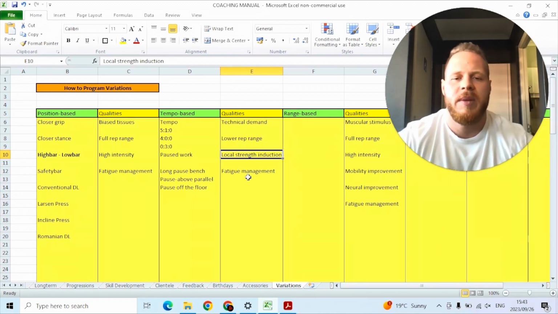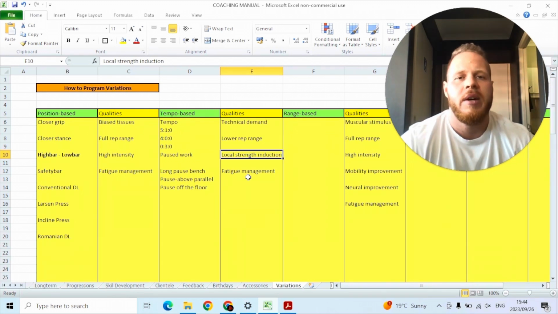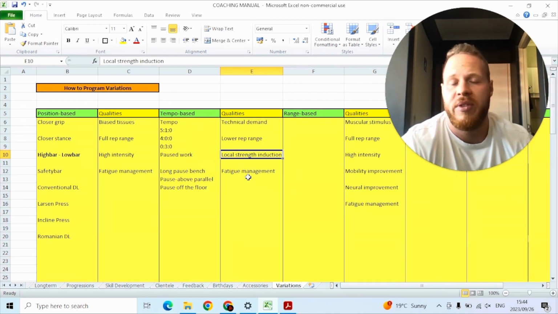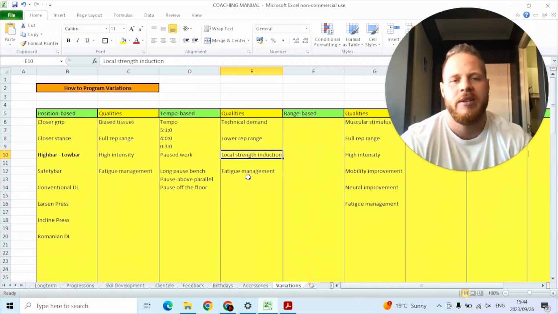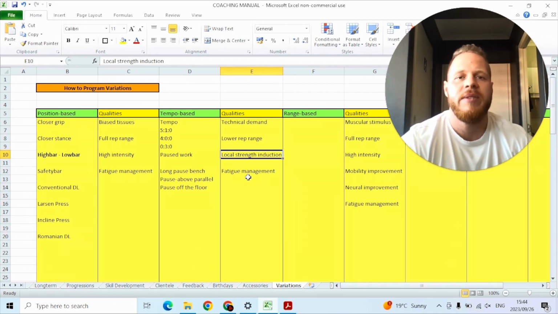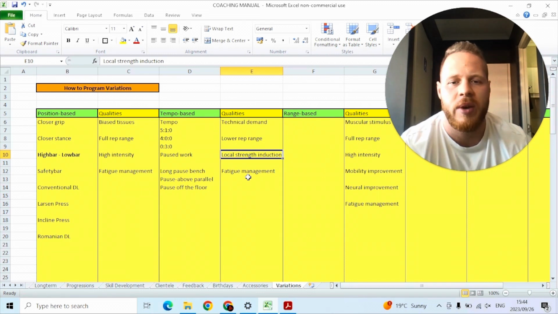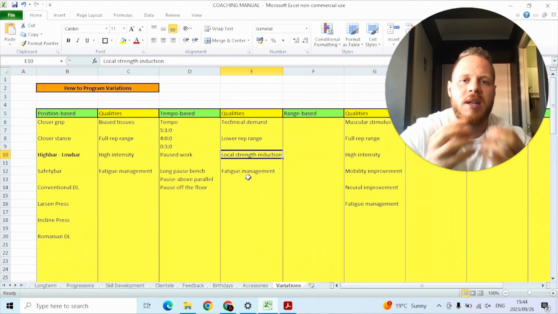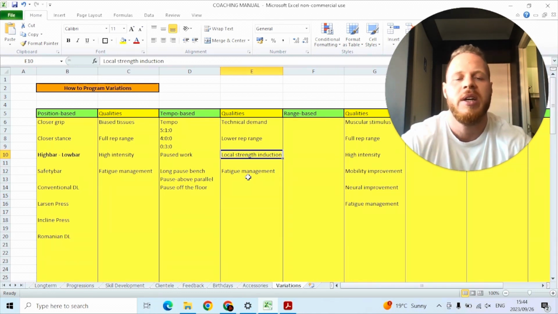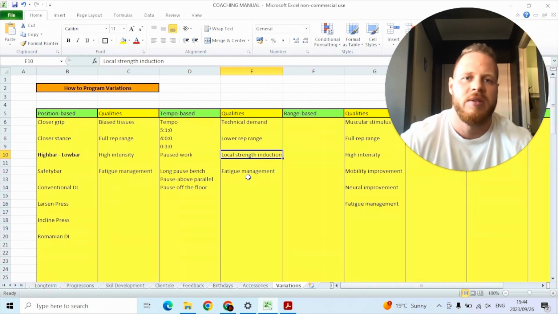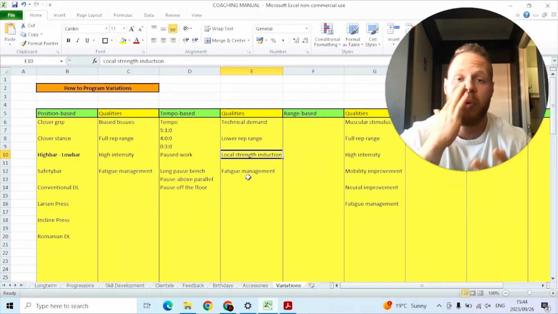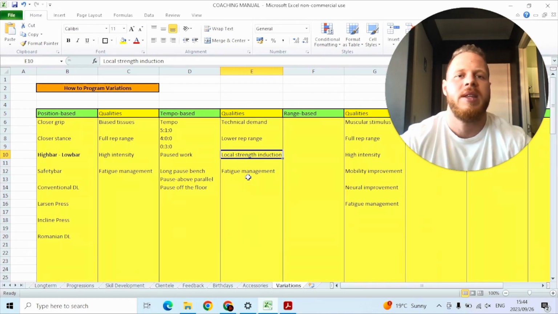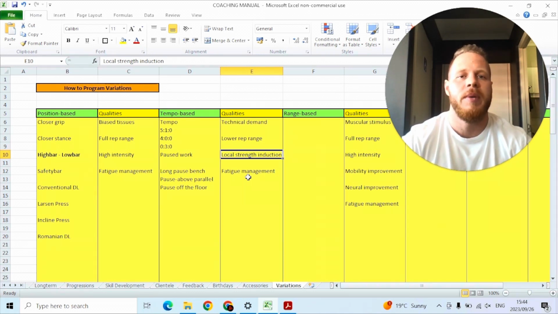So basically what I mean by that is when we throw in pauses, let's say it's a pause off the floor for a deadlift, right? So what we're trying to achieve there is, when I say local strength induction, strength is just an expression, right? It doesn't necessarily mean that the tissue itself is producing more force. It can be the expression of the force that is able to be produced, right? So when we think about pause off the floor for a deadlift, what that typically can do is give us a moment to make sure that we are in the right position and to make sure that we are tight.